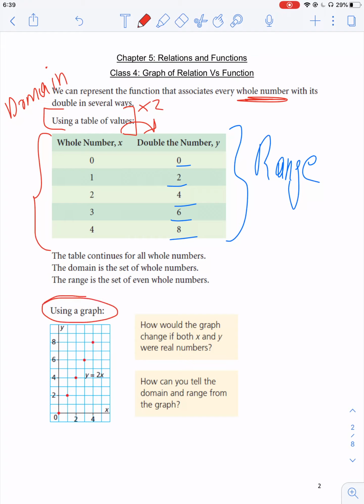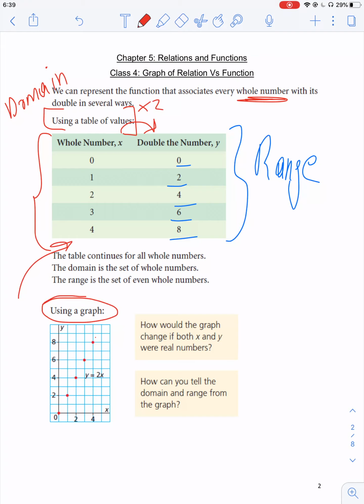So again, your domain is still the same, all the whole numbers. So again, 1 is included here, so 1, 2, all the way up to infinity. And then what you have to do is just look at the table. When x is equal to 0, y is 0, so you put a dot over here. When x is equal to 1, y is equal to 2. When x is equal to 2, y is equal to 4. So that's how they came up with the dots over here. That shouldn't be too difficult.